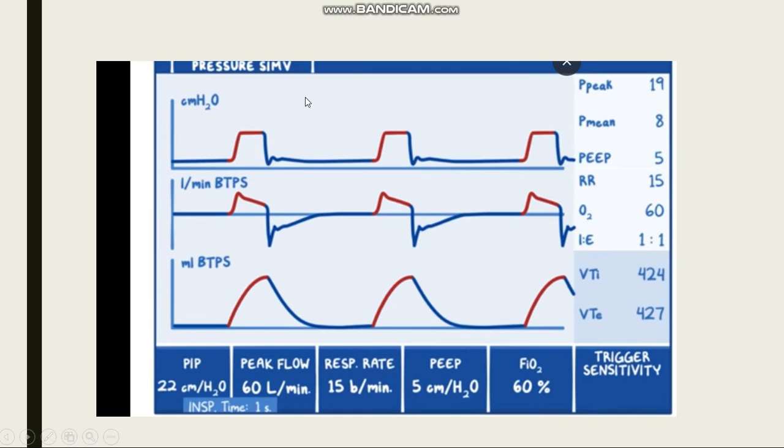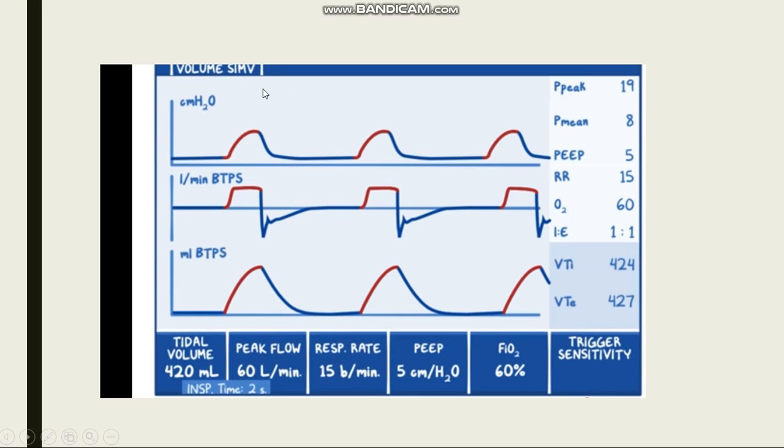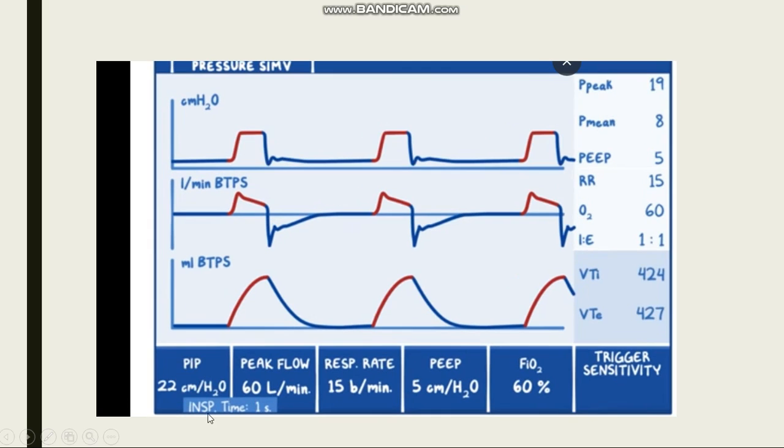Pressure sensitive intermittent mechanical ventilation. Here you can see, unlike in volume stimulated, here we don't set a tidal volume. Here we must set peak inspiratory pressure, which is around 22 centimeter water. Peak flow, respiratory rate and positive end pressure remain the same. FiO2 is also initially set at 100%, and then we can gradually reduce it to 60%.